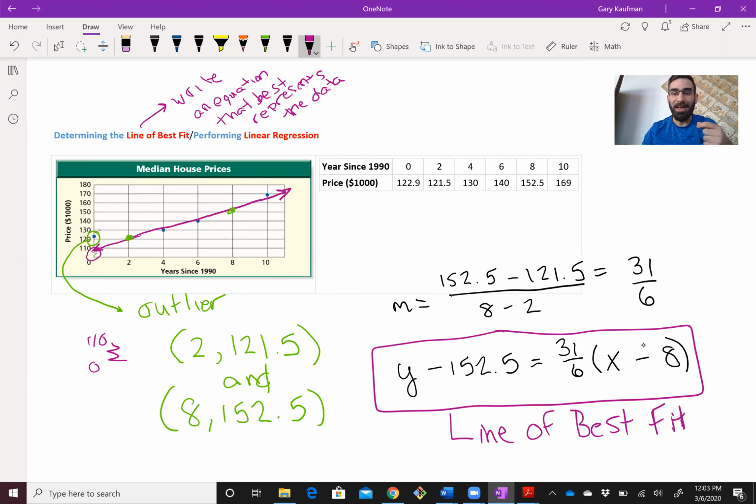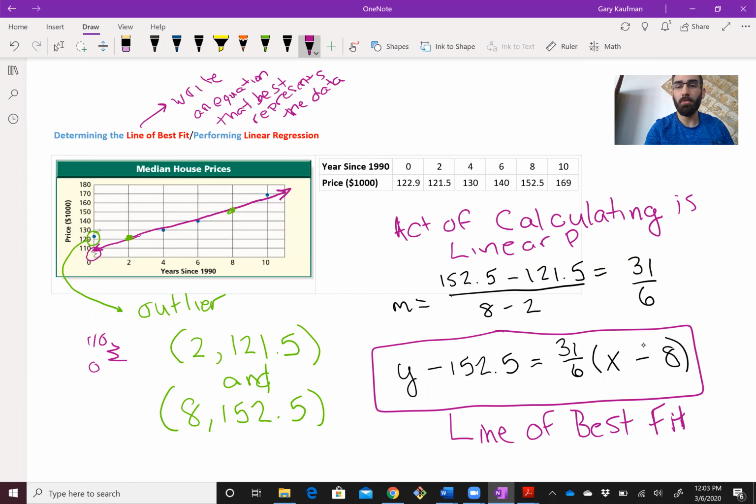The actual act of calculating this is linear regression.